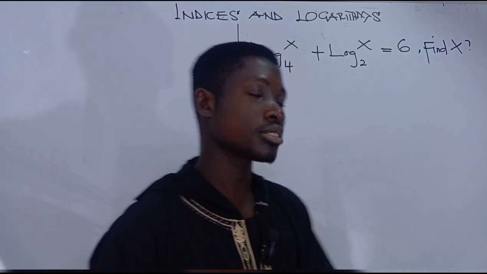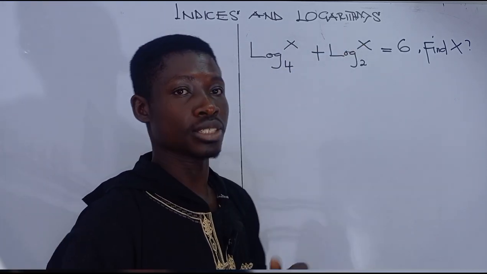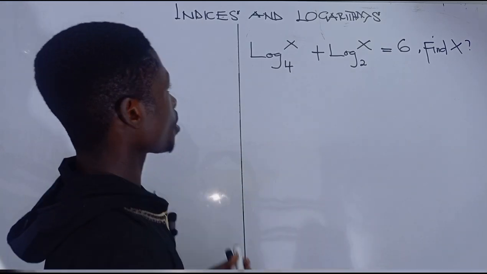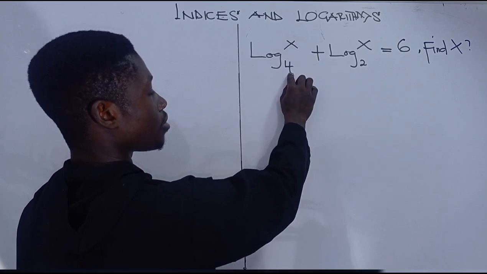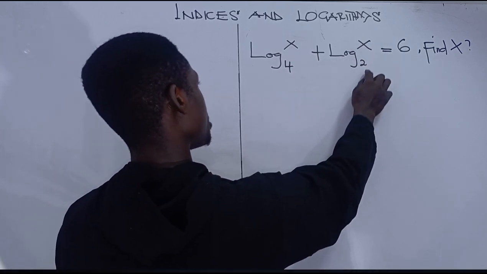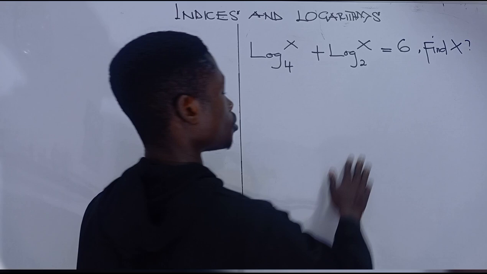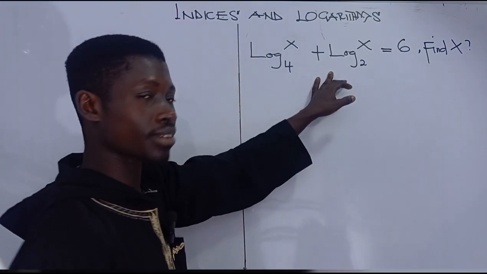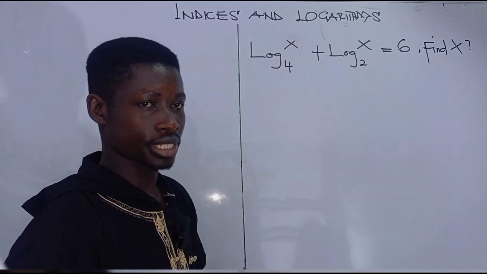Remember, we are still on indices and logarithms. We have a question on the board. Let's look at it. We have log of x to the base of 4 plus log of x to the base of 2, and this is equal to 6. We want to find the value for x which satisfies this logarithmic equation.